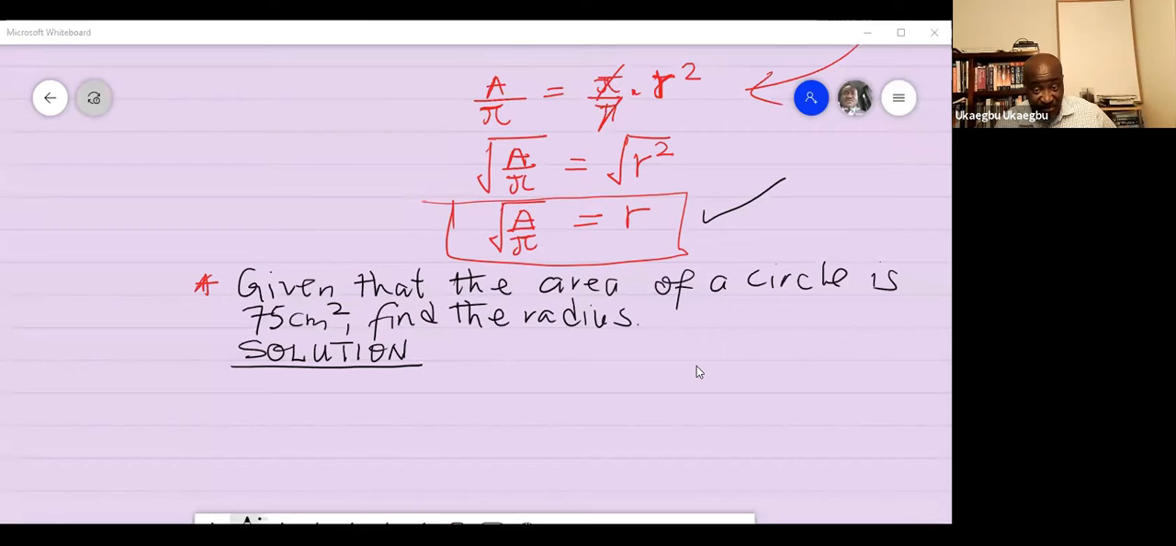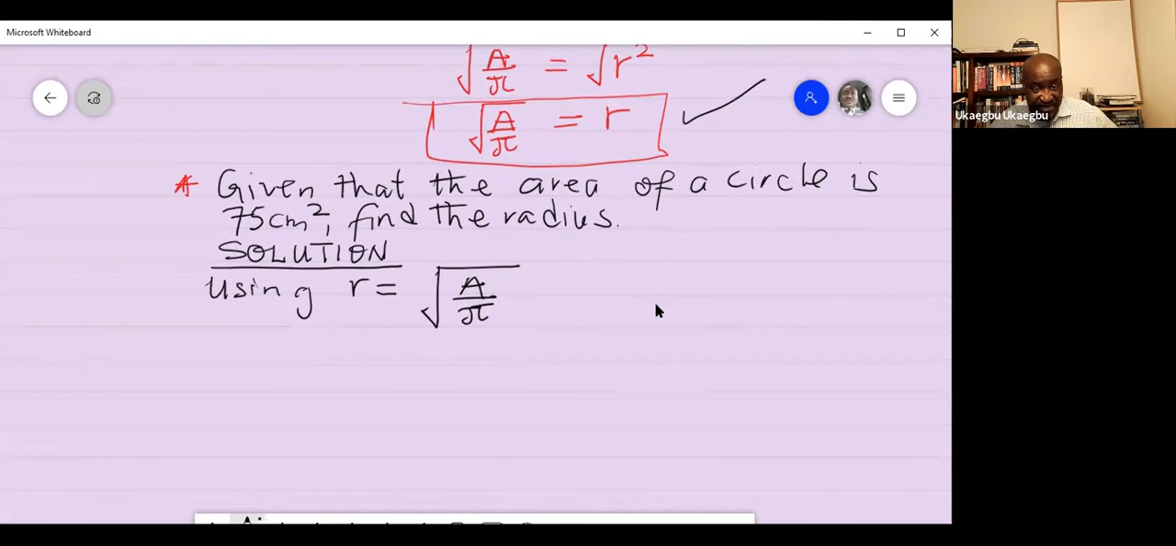Now we are going to test our formula. The formula we created is radius equal to square root of A over pi. I'm not saying that the formula is correct, but let's try it. They gave us that area is 75 centimeters squared. So that is going to be square root of 75 cm squared divided by pi. You can use 3.14.